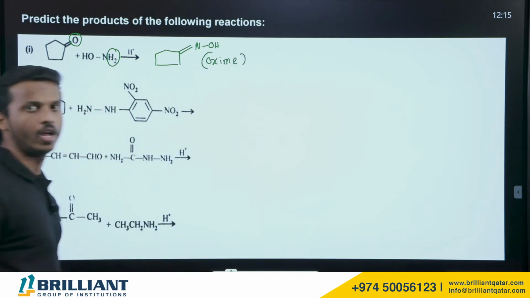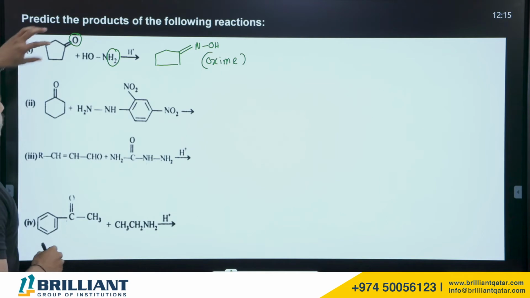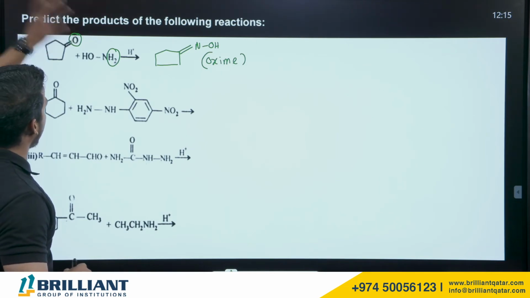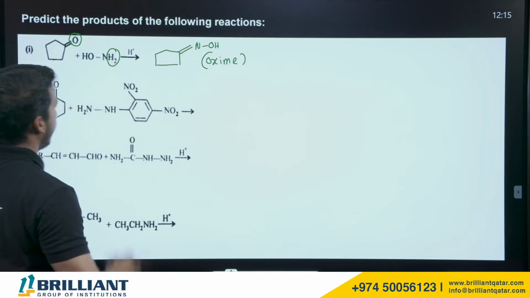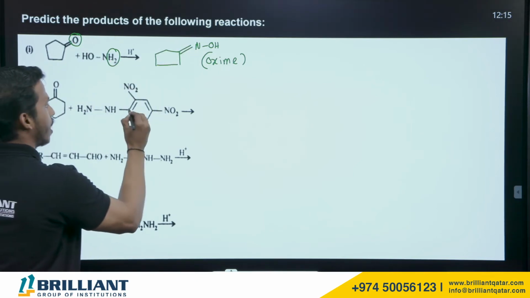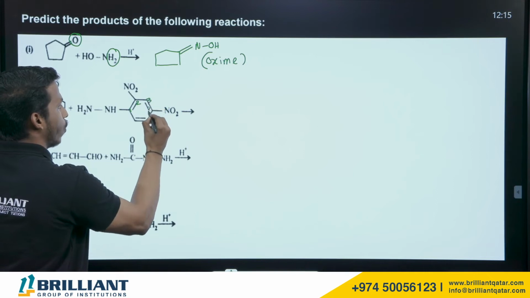The product is called what? Oxime. So be careful. When an aldehyde or ketone is given, take the oxygen and take the hydrogen, remove water, and connect NOH there. What is this compound, dear student? This is carbon number 1, 2, 3, 4.